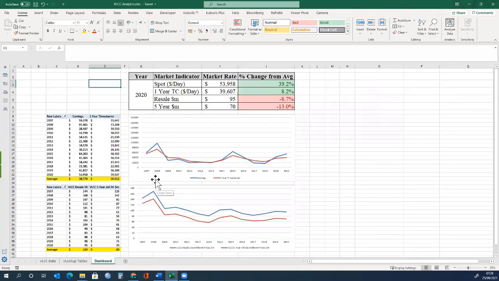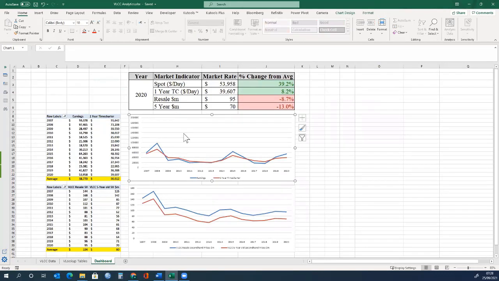Finally, we have the dashboard that you can interact with. We have some simple graphs representing earnings, spot and time charter. The changing directions indicate the reflecting markets, and we have the value of the assets. As you would expect, the 5-year-old value is lower than that of a new resale VLCC. And here we have the time series. This is our dashboard, which gives us information based on the year.